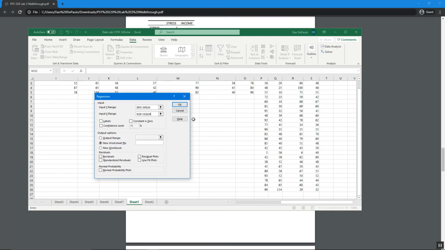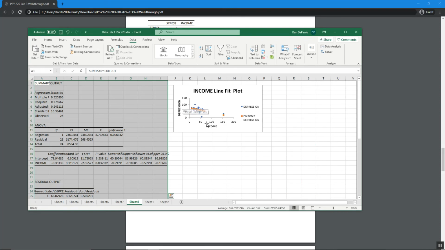So since I selected the label, click the box labels. I always like to select the label for some reason, it's easier if I do it consistently that way. Leave the rest of this unchecked. Then for residuals, you want to check off residual, standardized residual, and check off the line fit plot. This is going to give me the scatter plot with the line. And then hit OK. And here's my regression.